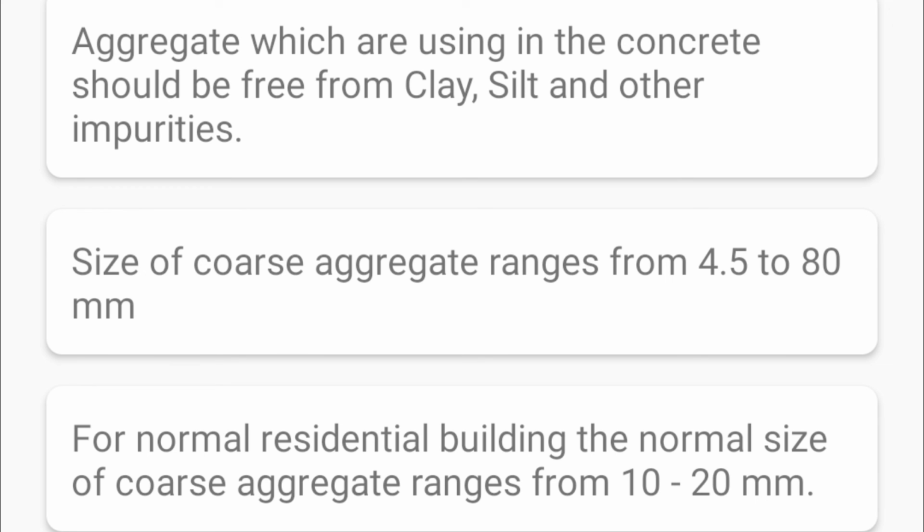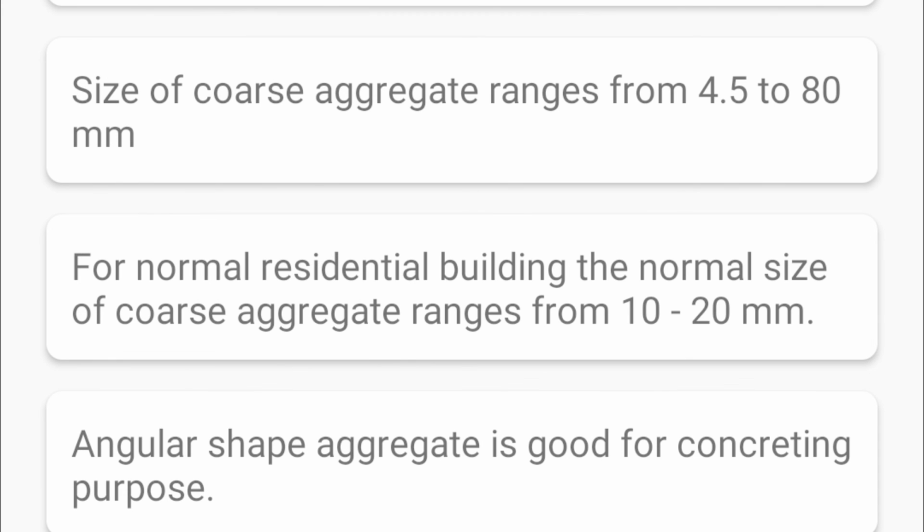So next point, size of the coarse aggregate ranges from 4.75 to 80 mm. Next point, for the normal residential building, the normal size of the coarse aggregate ranges from 10 to 20 mm. Then angular shape aggregate is good for concreting purpose. So these are all some important points you have to remember while attending the civil interviews.